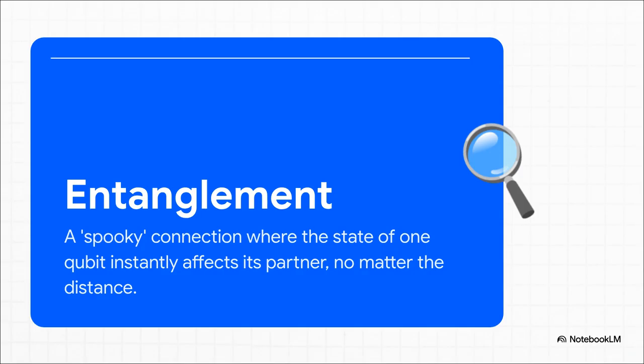And just when you think it can't get any weirder, it does. There's something called entanglement. This is this bizarre invisible link between two or more qubits. If you measure one of them, you instantly know the state of its partner, even if that partner is on the other side of the galaxy. Einstein himself called it spooky action at a distance, and honestly, he nailed it. It's a key piece of our puzzle today.